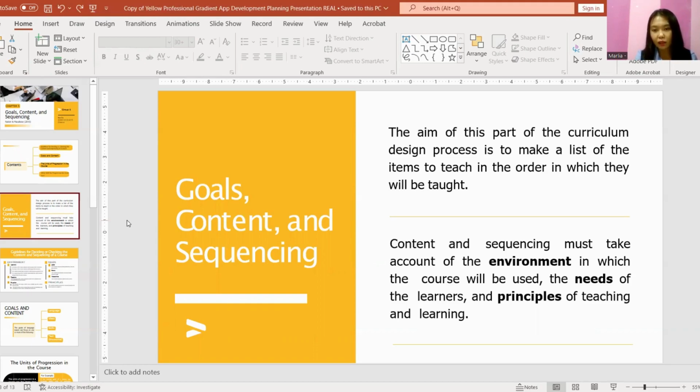Next, content and sequencing must take account of the environment in which the course will be used, the needs of the learners, and principles of teaching and learning. So if we make content or sequencing of material that will be taught, we have to consider these 3 things. Well, let's have a look in more detail at these 3 things in the next slide.